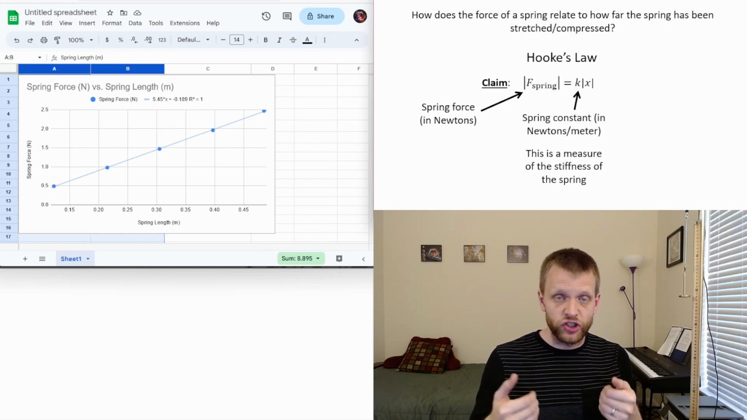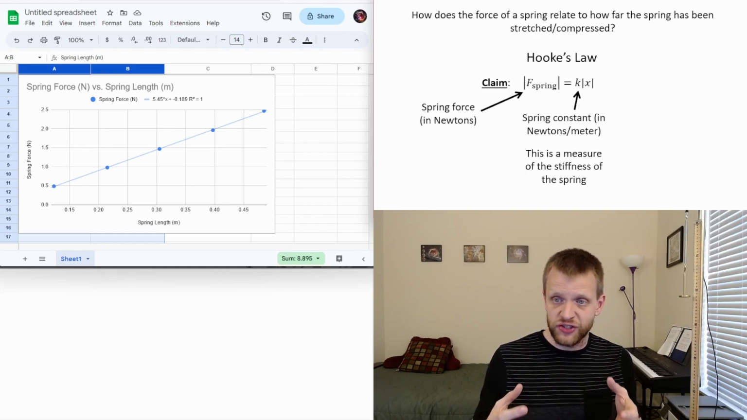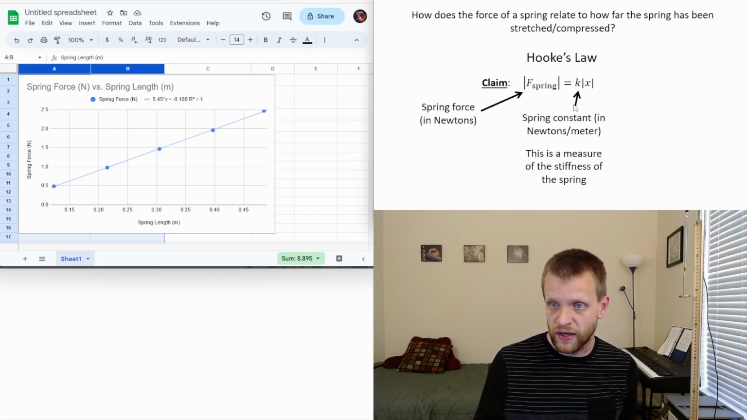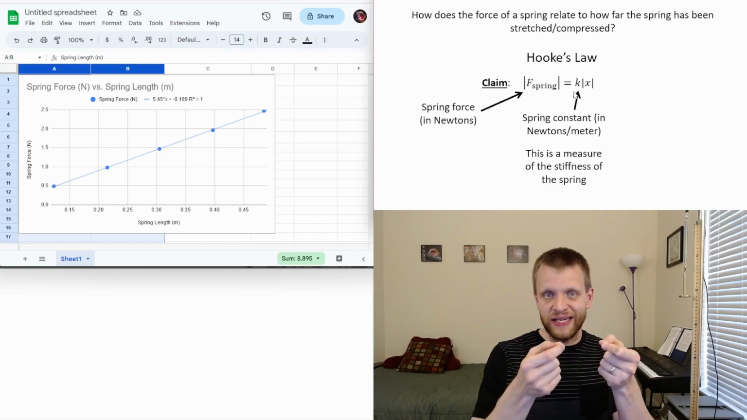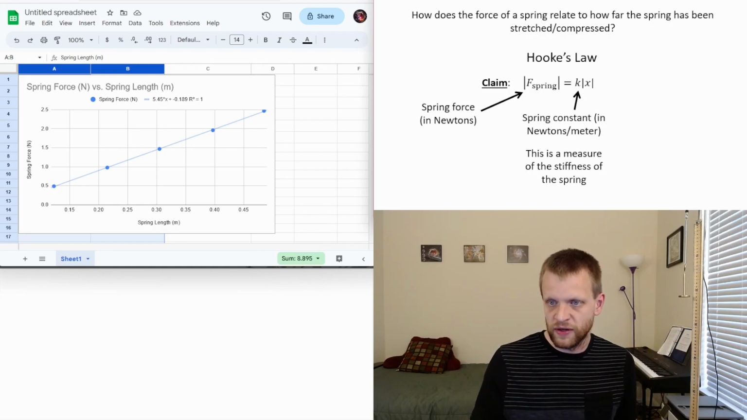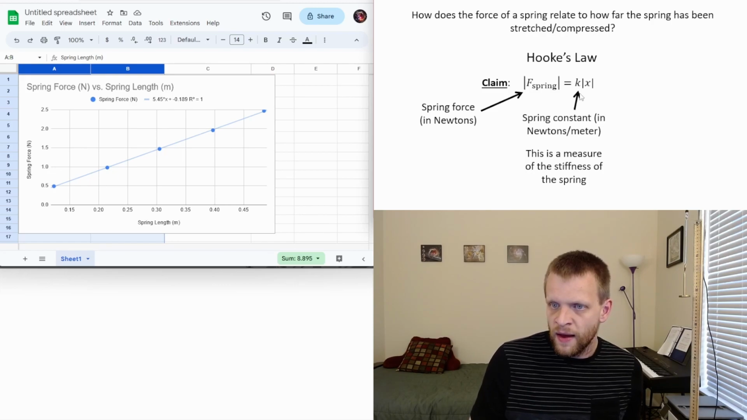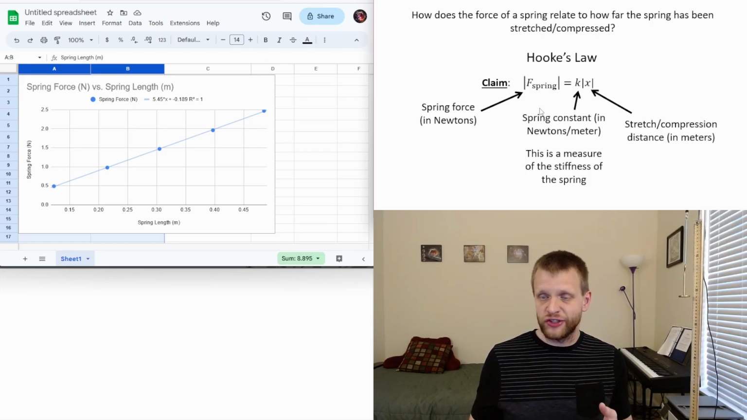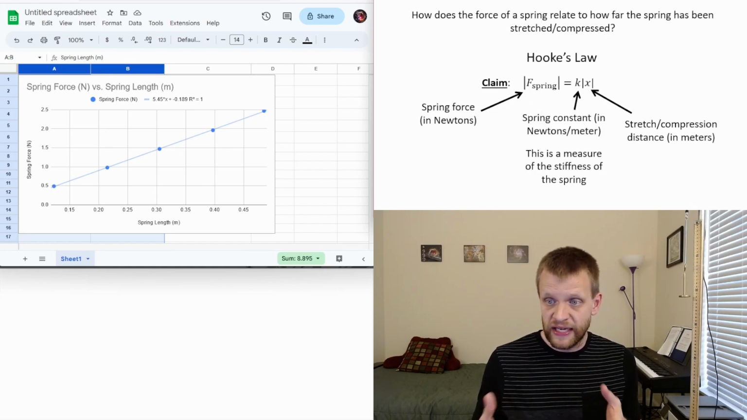So something like the shock absorbers of a car, a very, very stiff spring, would have a very, very large value for the spring constant. Something like a skinny elastic band would have a pretty small spring constant. And that spring constant K is multiplied by the stretch or compression distance in meters. So how much has the spring stretched or compressed?